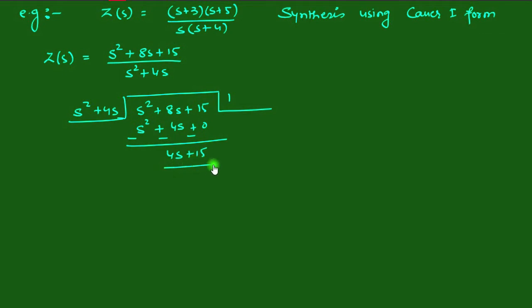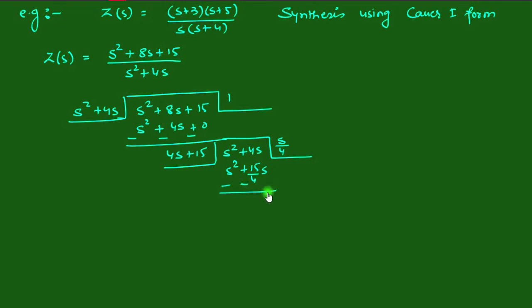This new remainder will become our new divisor and the old divisor will become our new dividend. So writing s square plus 4s here. We have s square here and we have 4s here. So I will multiply it with s by 4 to get s square, and multiplying 15 with s by 4, I will get 15 by 4 s.